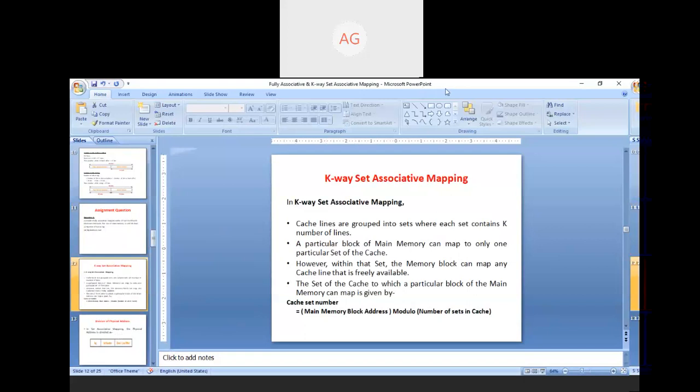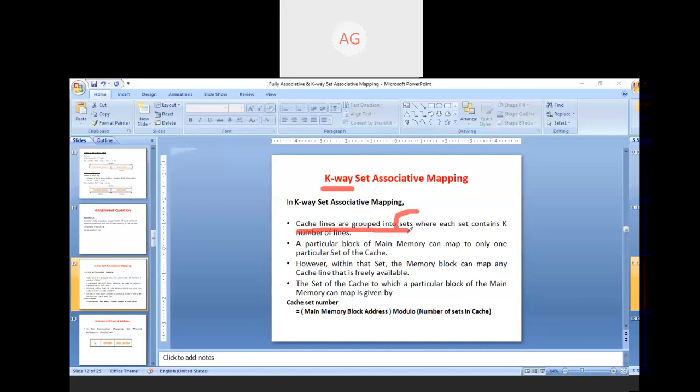So the next topic is K-way set associative mapping. This is the third form of cache mapping. This is somewhat more difficult than the previous two, because here we are considering K-way set associative mapping. In this case, the cache lines are grouped into sets.